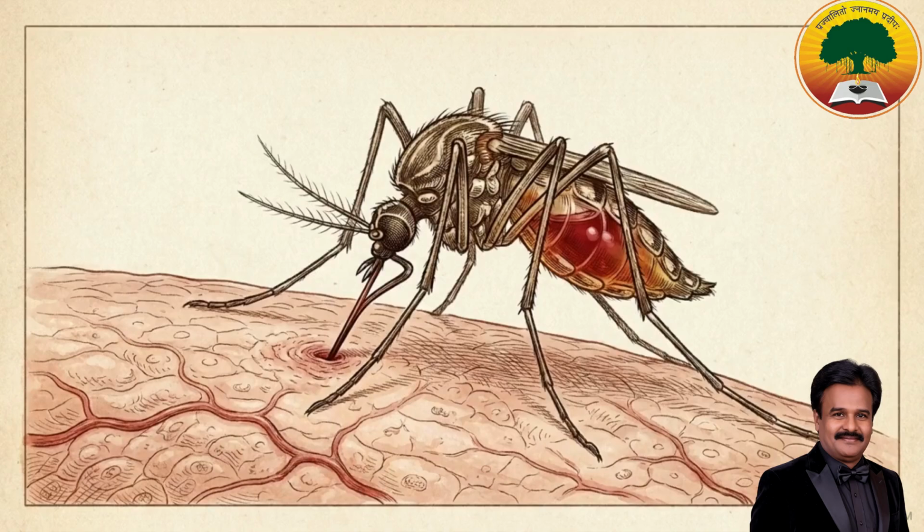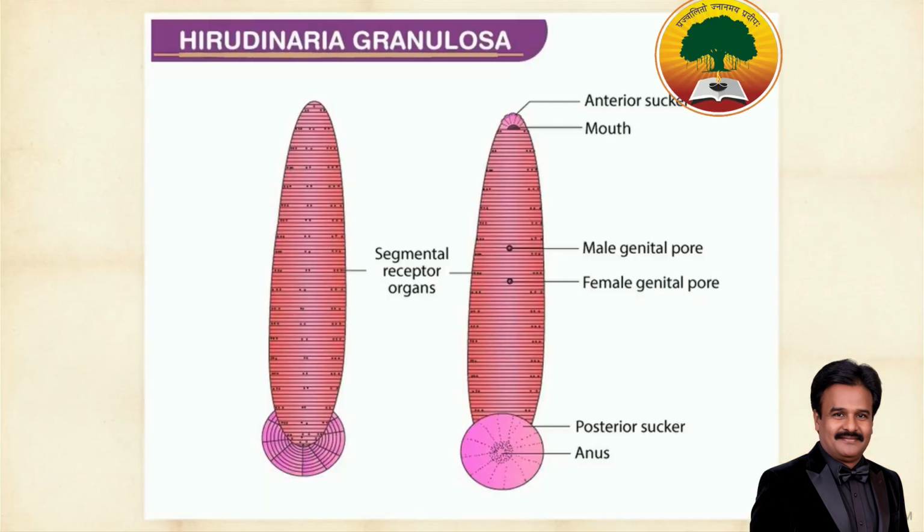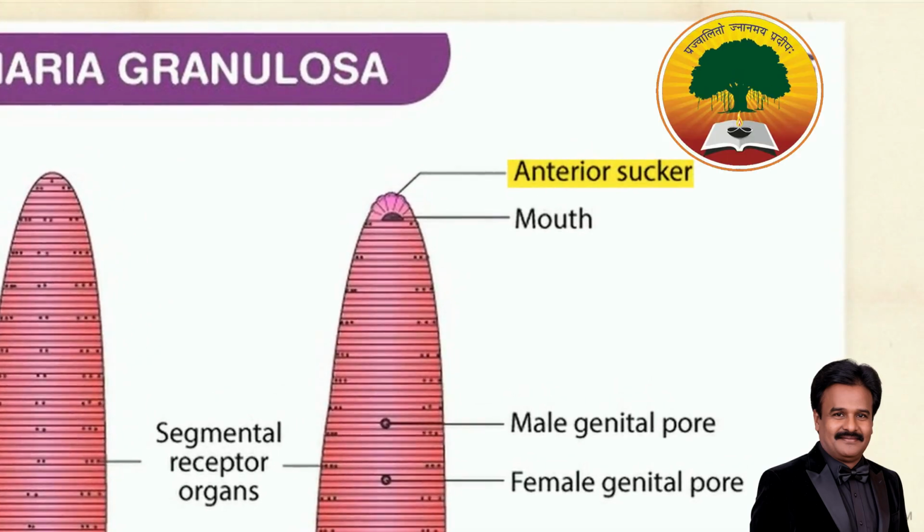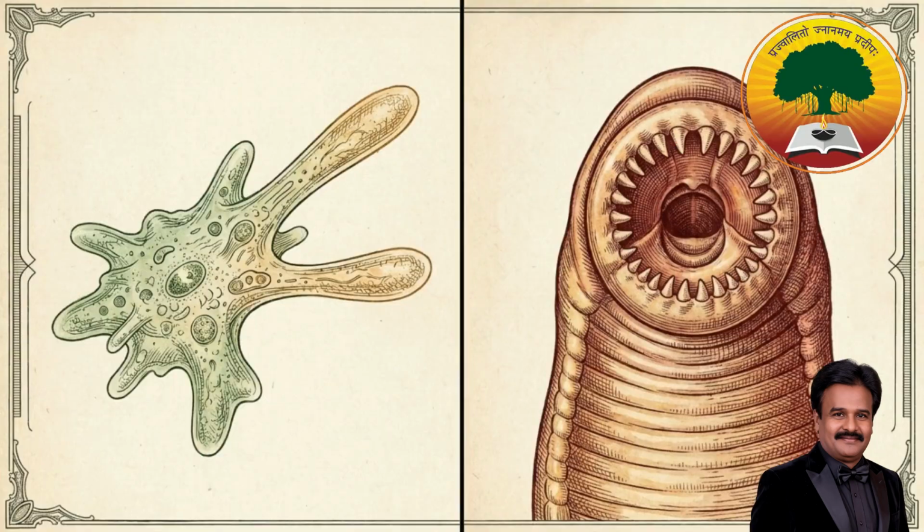Other heterotrophs bypass digestion entirely through parasitic nutrition, attaching to a living host and draining its resources without immediately killing it. This diagram of the leech, Hirudinaria granulosa, details the hardware evolved for parasitic extraction. On the ventral view, specialized structures, the anterior sucker and mouth, are engineered specifically to latch onto a host and extract nutrients directly from its body.